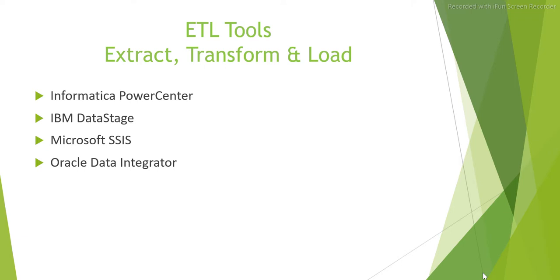It extracts the data from source systems. There can be multiple source systems, and they can be homogeneous or heterogeneous. Homogeneous means the same kind of source systems. For example, we have database relational sources.